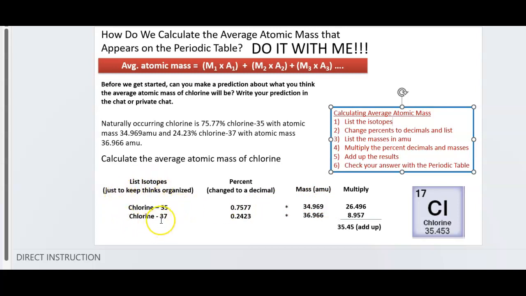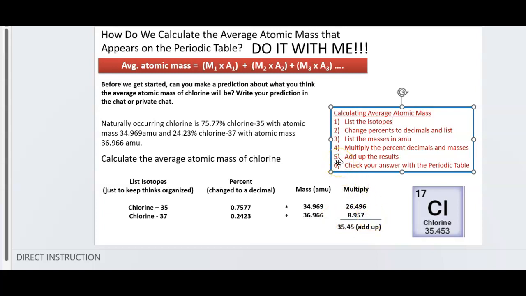Remember, this first column is just a name, so you don't have to use that in the calculation. You're just going to multiply the percent that's changed to a decimal times the mass. And if you grab a calculator and do that, you should get 26.496. And then you're going to do the same thing for the next row. So 0.2423 times 36.966, and there's my number.